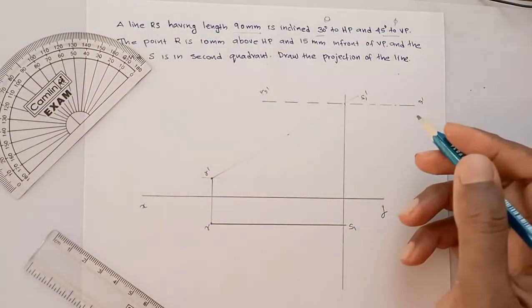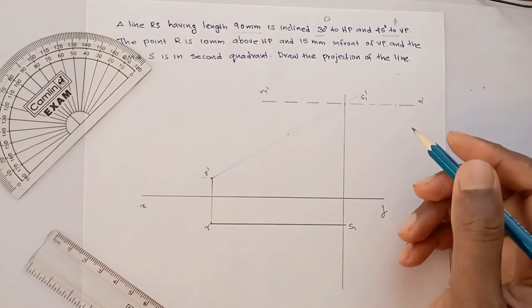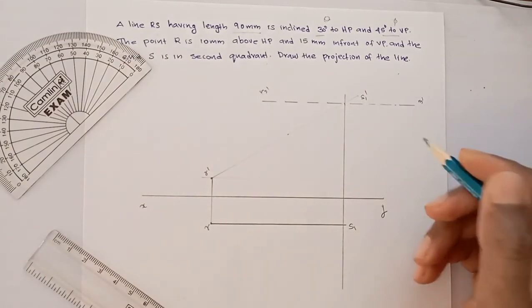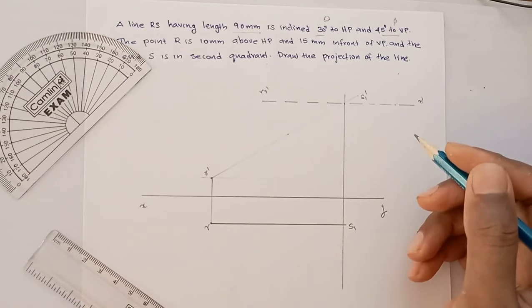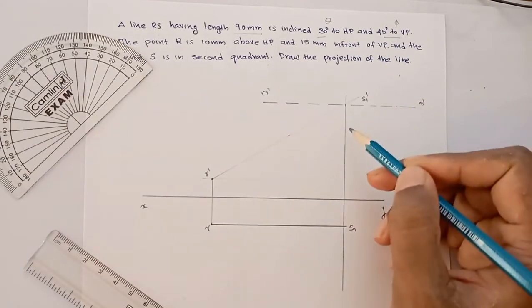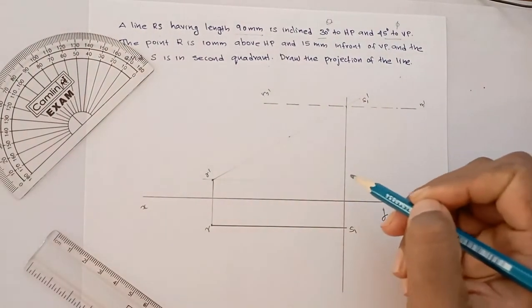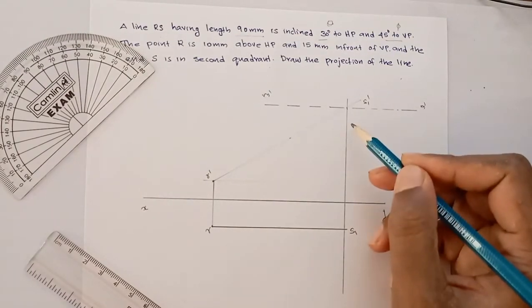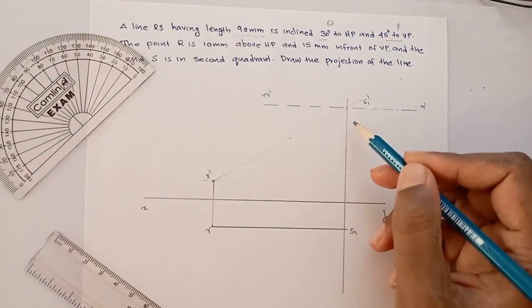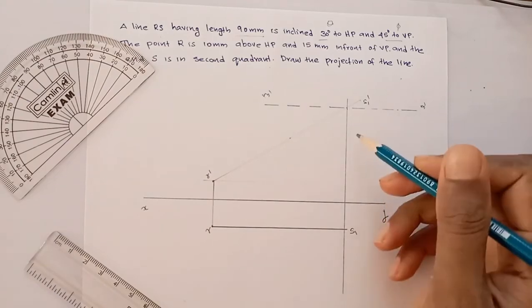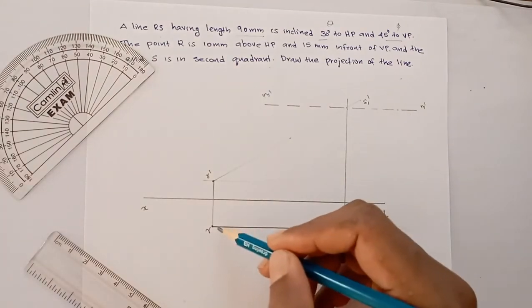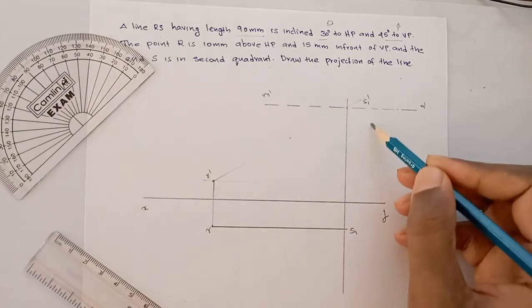Okay, next is make the line parallel to HP and draw the front and top view parallel to HP. So the top view will be in true length, but the point S is in second quadrant. So the front view and top view will be above XY line. So we need to draw the line not like this direction, like this direction.